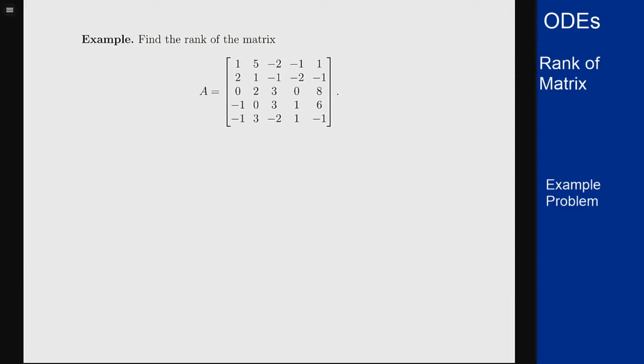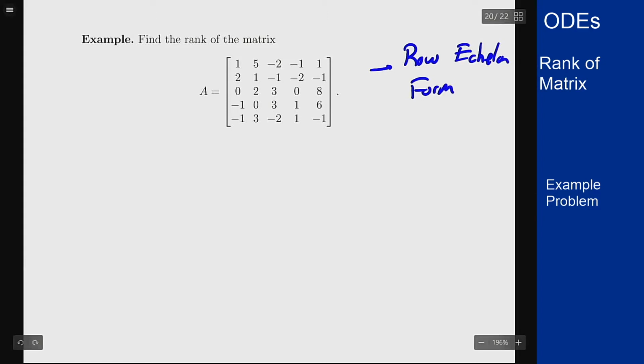In this example, we want to find the rank of this matrix, which means you want to row reduce this matrix and look at the number of pivot elements or pivot columns in the row echelon form of the matrix, and that will tell us the rank. We can start the row reduction process.